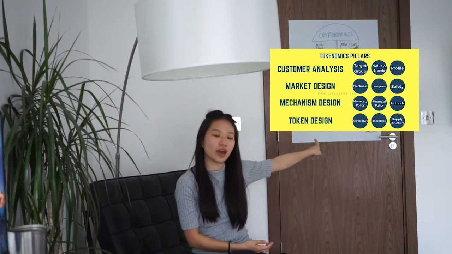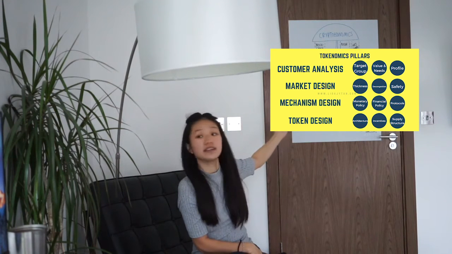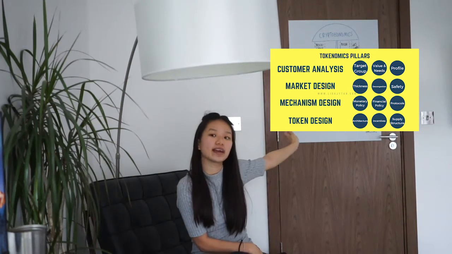So cryptoeconomics has four different pillars, as you can see on the board right there. You have your customer analysis, market design, mechanism design, as well as token design. If you think about it, it's a bit like stage 1, 2, 3, 4, and it also gets a bit more complicated as it goes down. But it's important to understand these different pillars because these will determine the success and longevity of the project, which is why this entire tokenomics thing is very important.